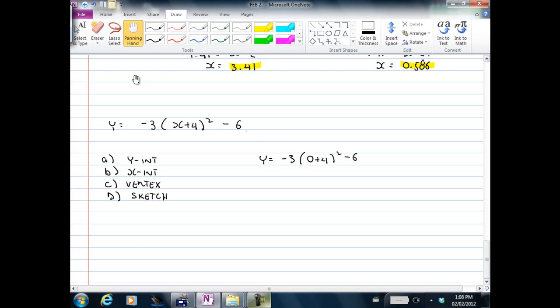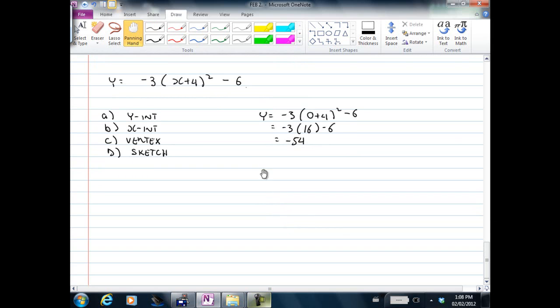Now, a lot of people are asking me, should I move the 6 over and the negative 3 over? You don't, because I'm solving for y. So all I'm going to do is just sub this in my calculator and punch in slowly. This gives you negative 3 times 16 minus 6. That gives you negative 54. That's it. Voila. Now, x-intercept, that's where the fun part begins.